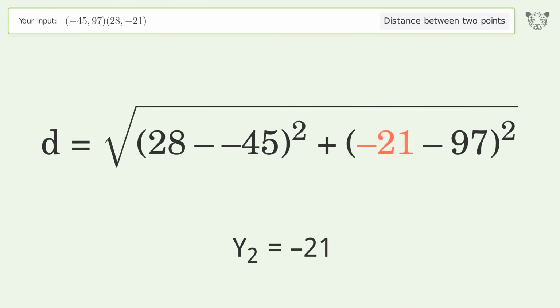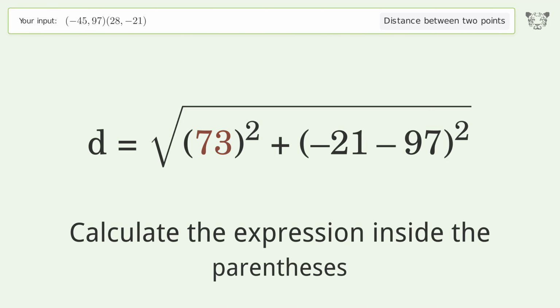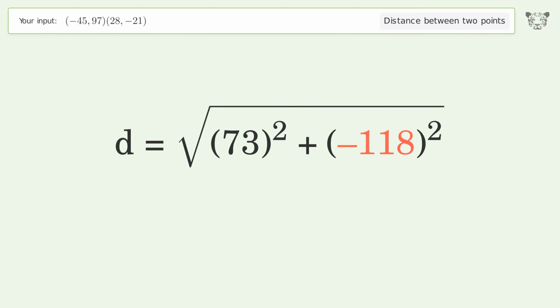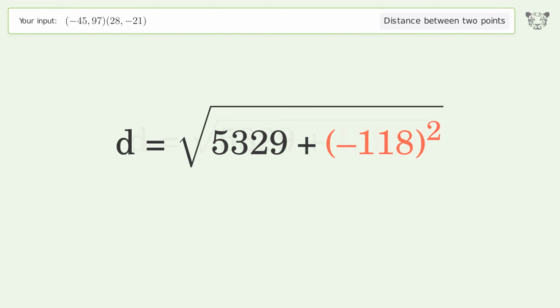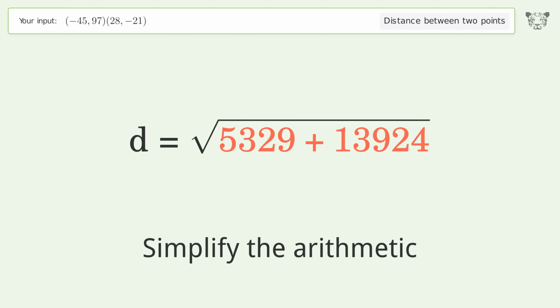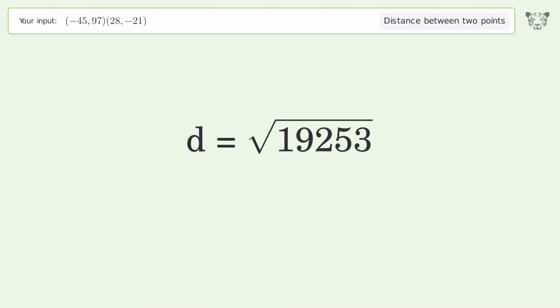Calculate the expression inside the parentheses. Simplify numbers raised to exponents. Simplify the arithmetic. And so the distance between the 2 points is the square root of 19,253 or 138.755.